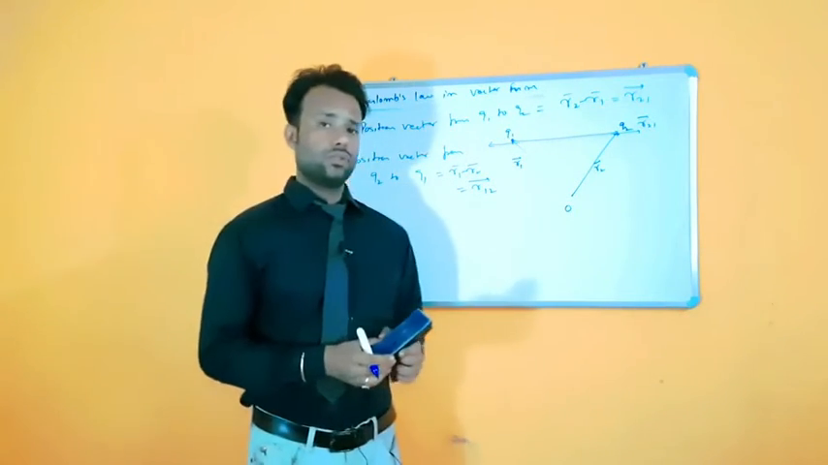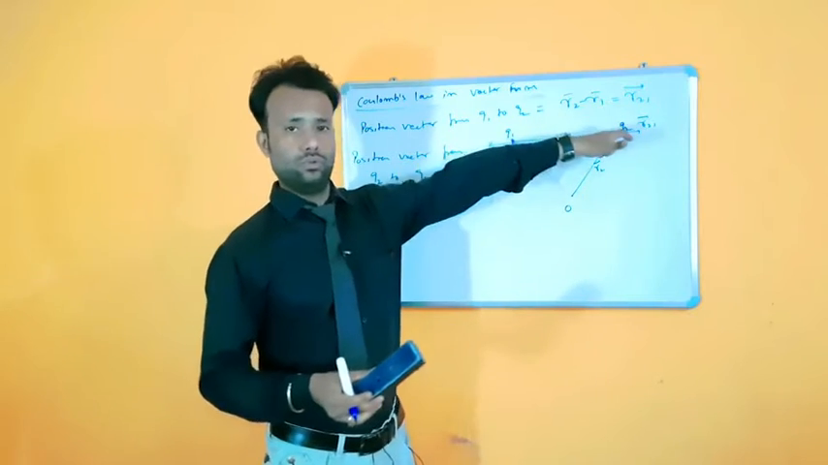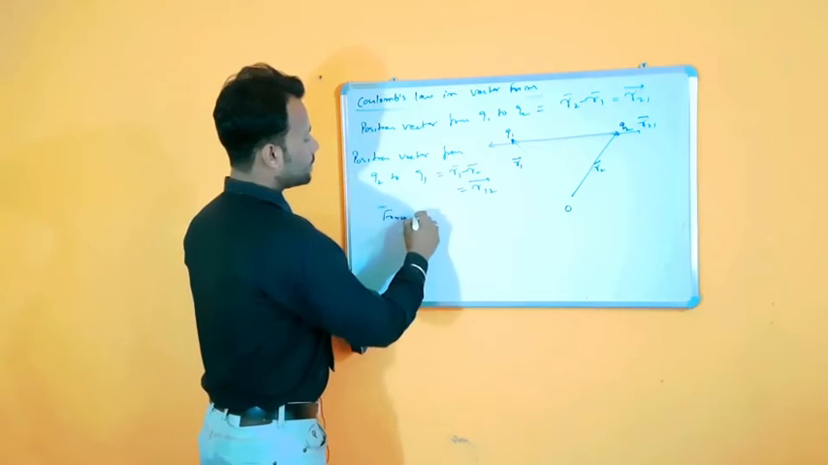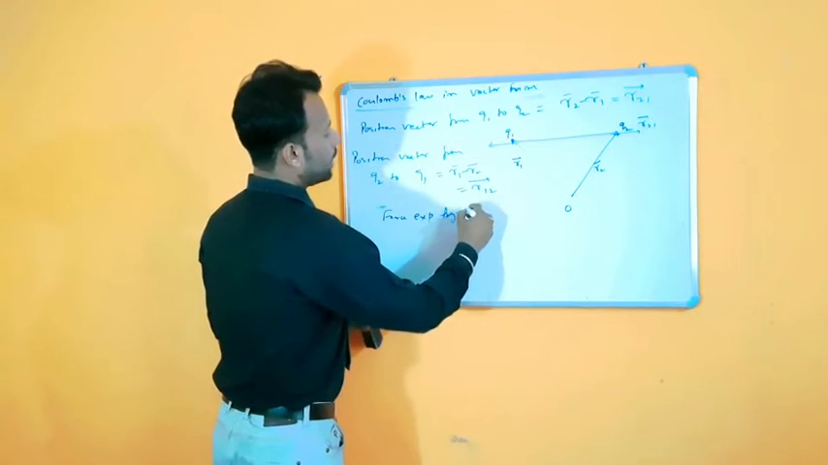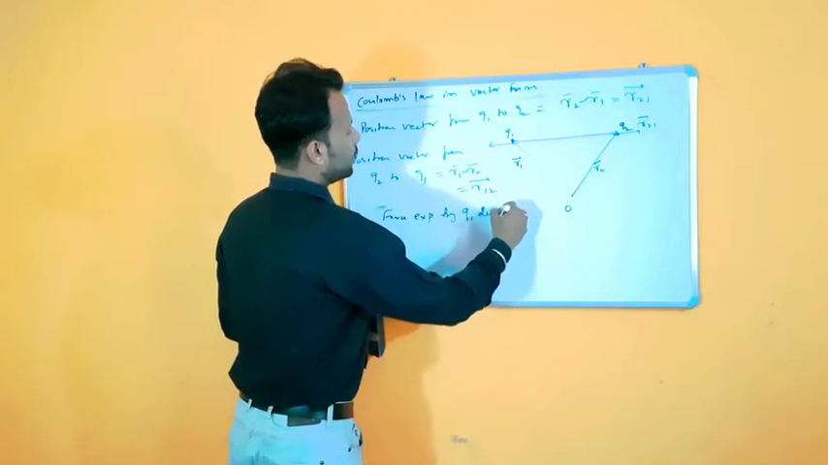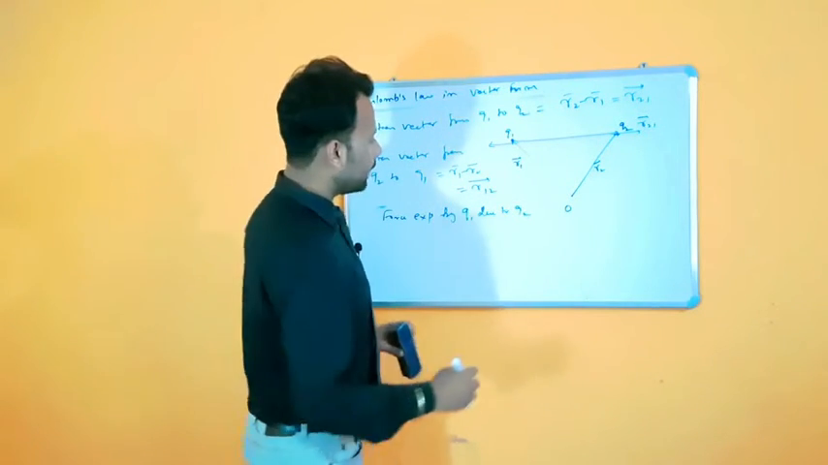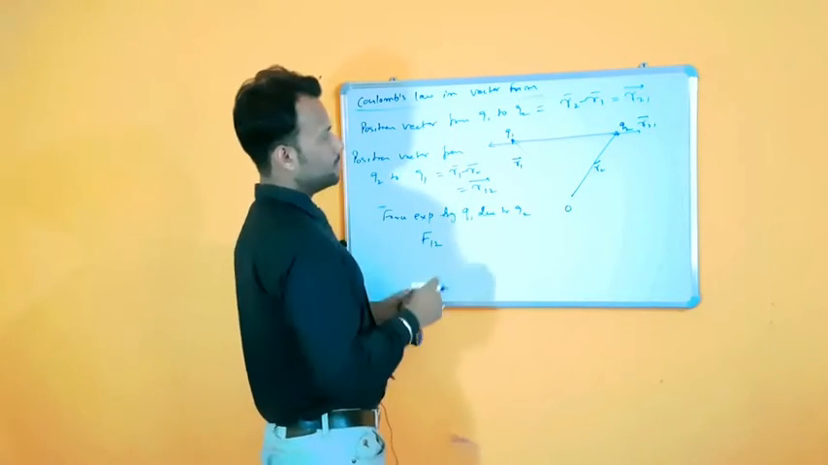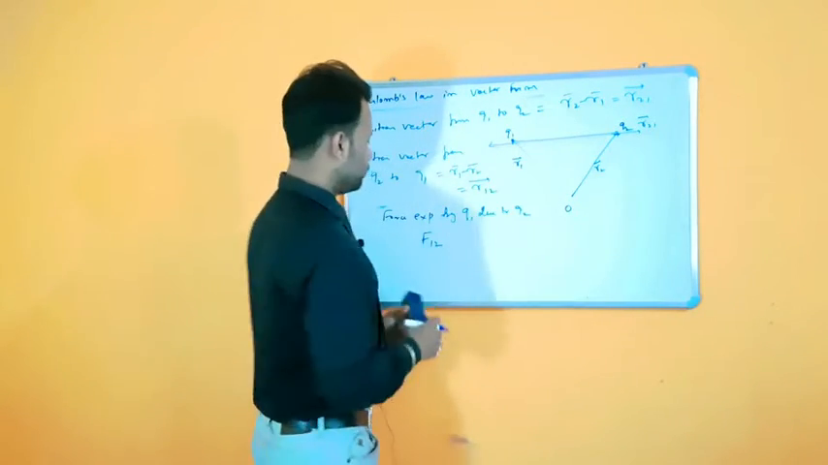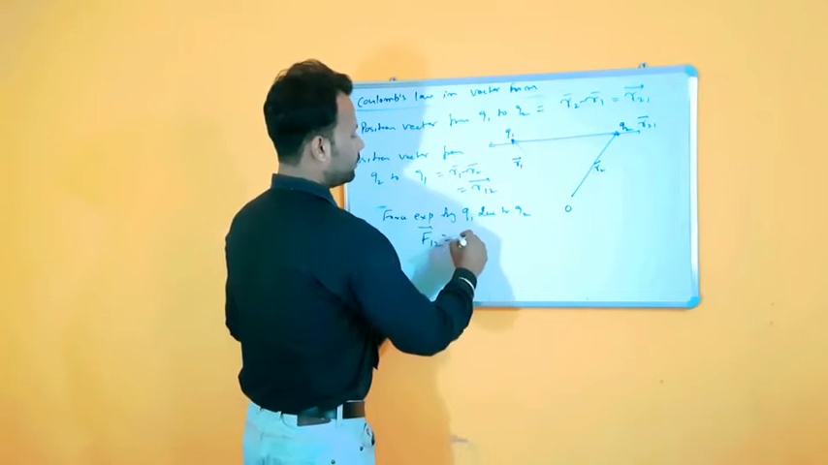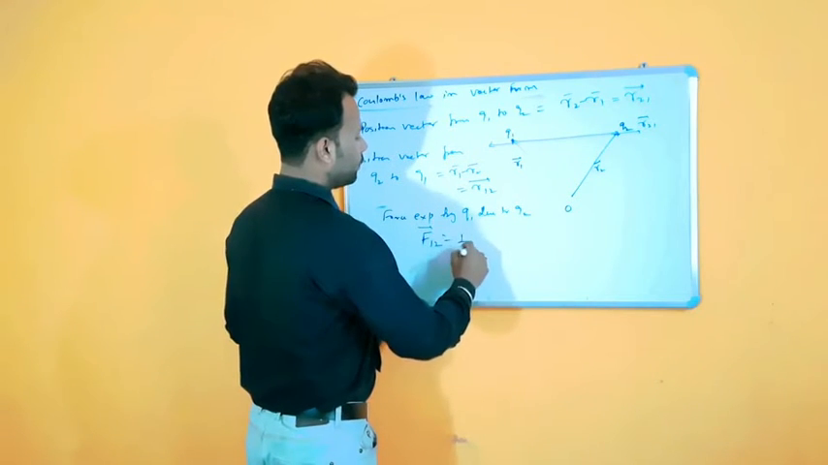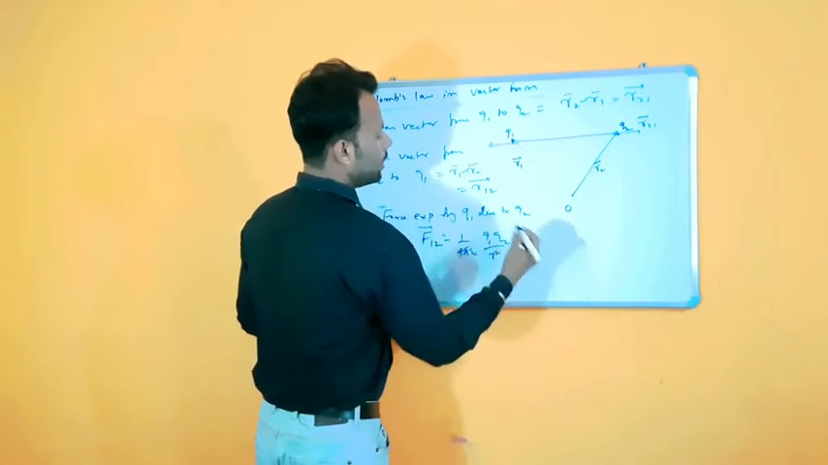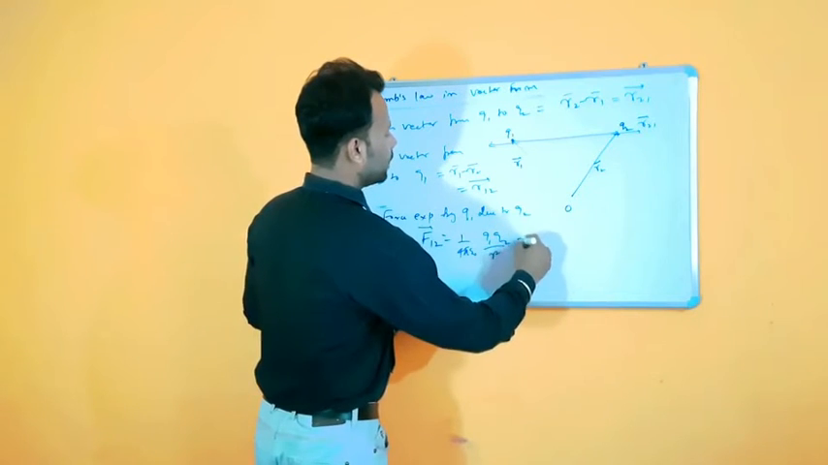What will be the force experienced by q1 due to q2? Now the force experienced by q1 due to q2, let's say this is F12, right? That will be the constant 1 upon 4 pi epsilon naught, q1 q2 upon r square, and the position vector r12.